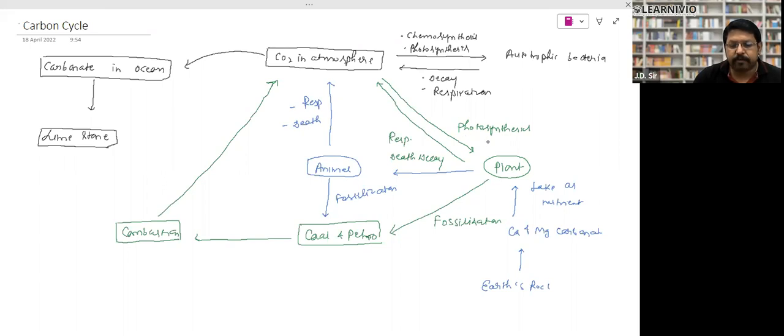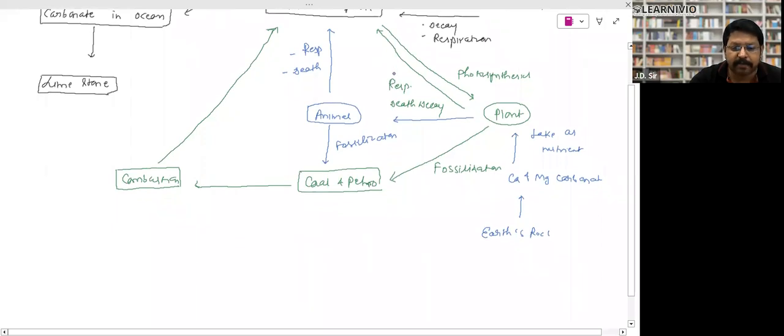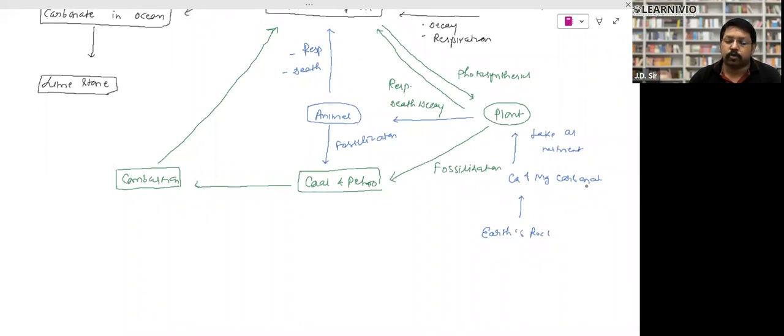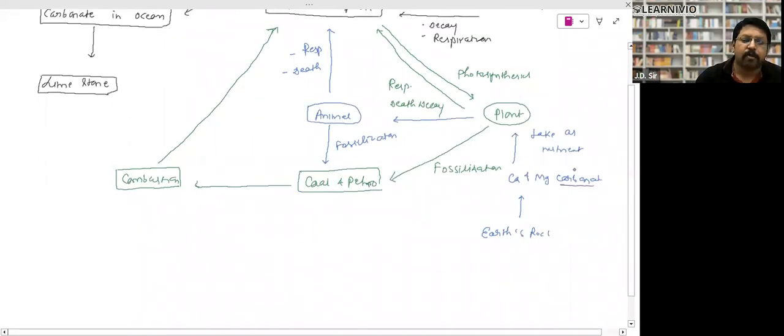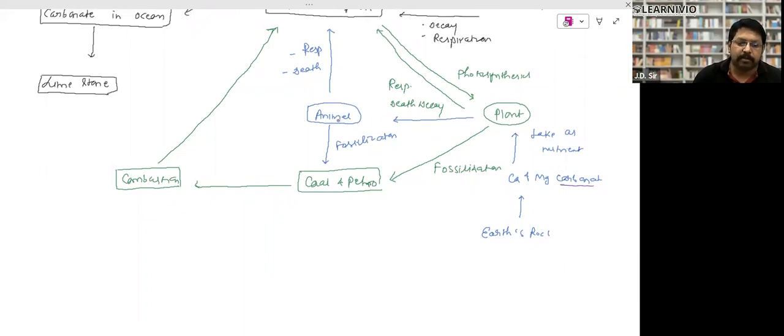Now it comes to the plant. Plants take the carbon dioxide from the atmosphere for photosynthesis, and due to respiration and death and decay, they give it back to the atmosphere. Now what happened? The plant also adds extra carbon because their roots keep on taking calcium and magnesium carbonate. Carbonate always has carbon content, right? So they keep on taking calcium and magnesium carbonate from the earth rock, and this carbon is added into the environment. Now what will happen? Some of the fossil plants will become coal and petrol. Some plant parts will be eaten by the animals. Again, the plants and animals both can become fossilized. They will make the fossil fuel, right?